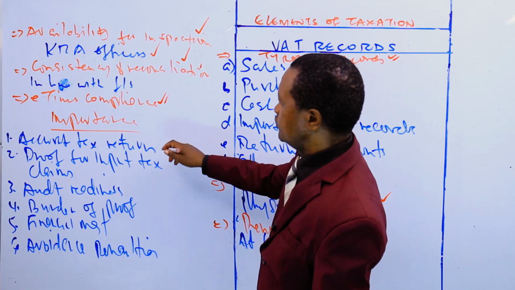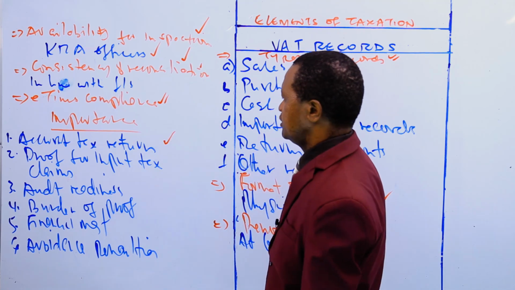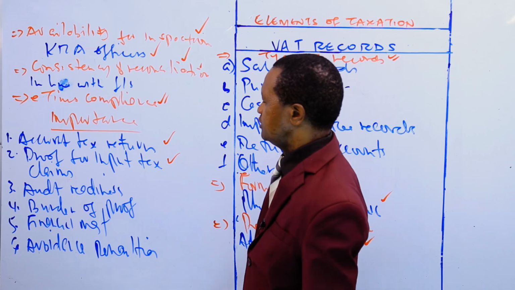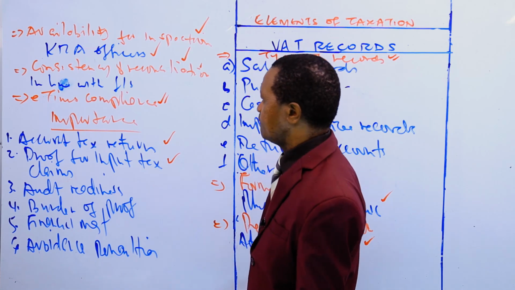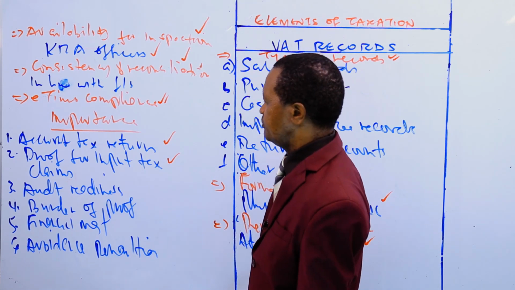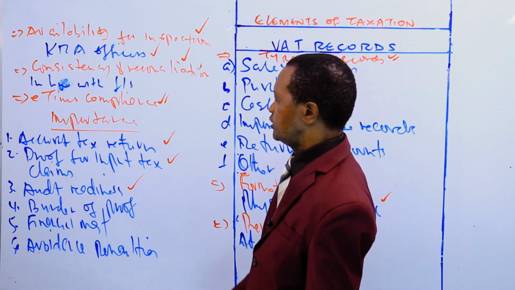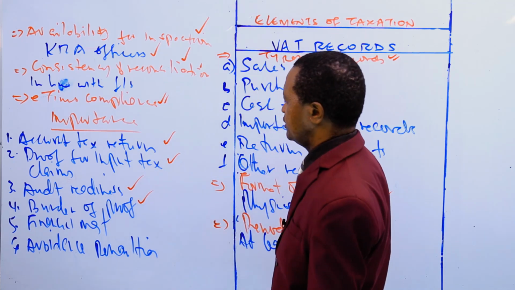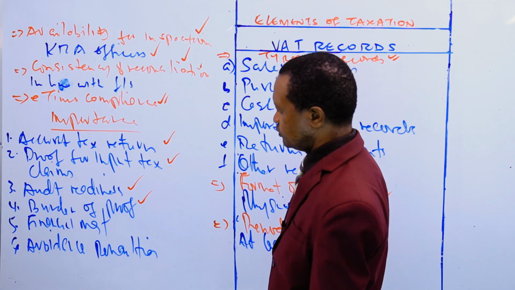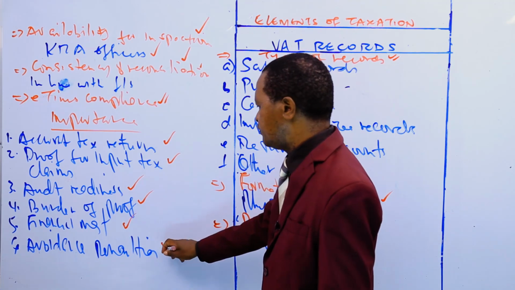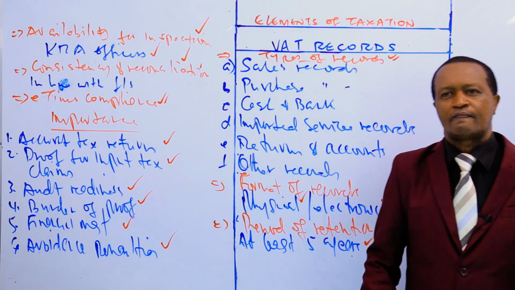One is to account for tax returns. Two, it may be used as proof for input tax claims. Three, these records help the taxpayer be ready for audits. Four, the burden of proof lies with the VAT registered person. Five is financial management, and six is avoidance of penalties.